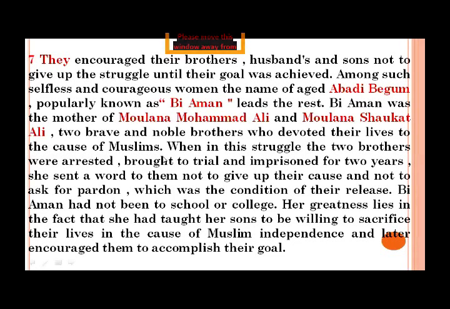Okay, who was B. Amma? She was the mother of Maulana Muhammad Ali Jawhar. Jawhar is not written here, I'm telling you, it was Maulana Muhammad Ali Jawhar and Maulana Shaukat Ali Jawhar. As you know, both of them are very famous leaders, and you must have learned about these two leaders as well in, I think, PST or SST. So these two brave and noble brothers, Maulana Muhammad Ali Jawhar and Shaukat Ali Jawhar, were very brave, they were noble, and they also devoted their lives for the cause of independence.